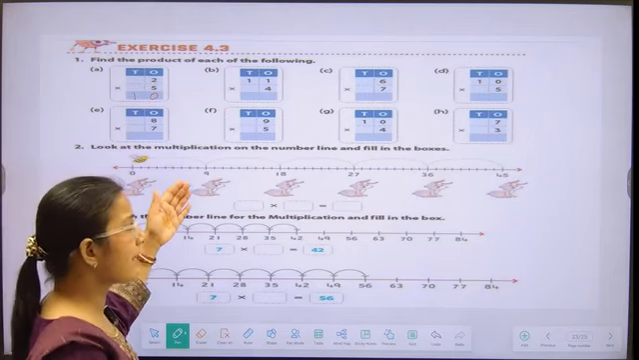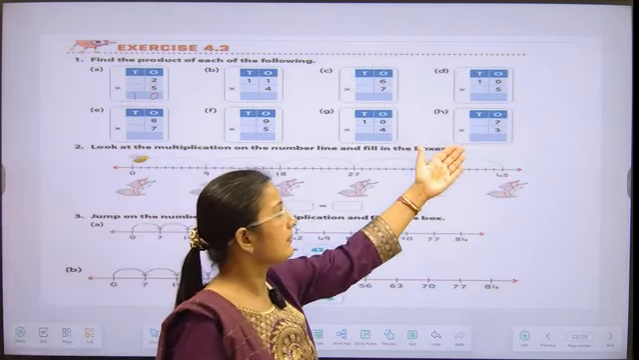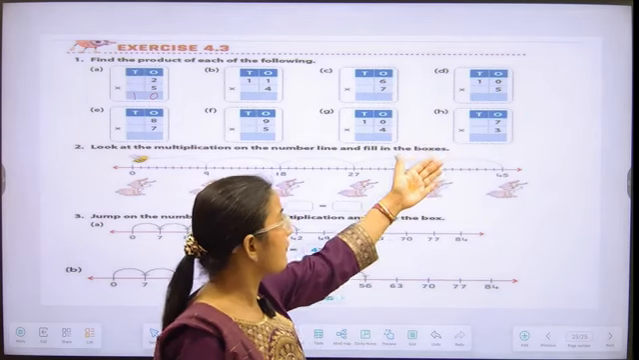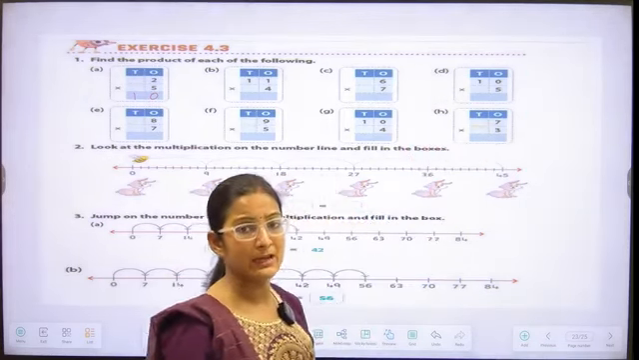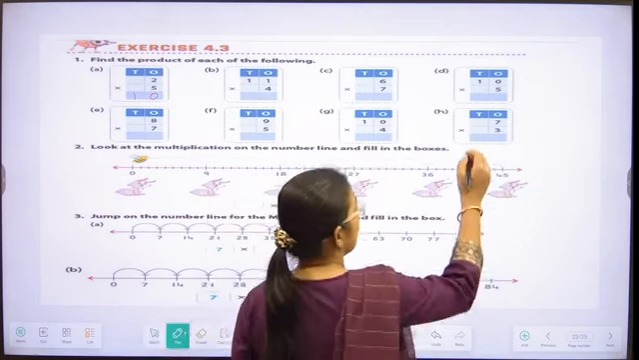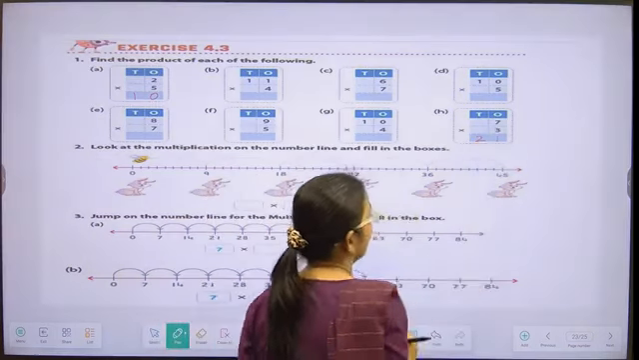Let's do one more part, student. Let's do the H1. What we have to do? We have to multiply 3 multiplied by 7. We are getting 21. So we are writing 21 for that.